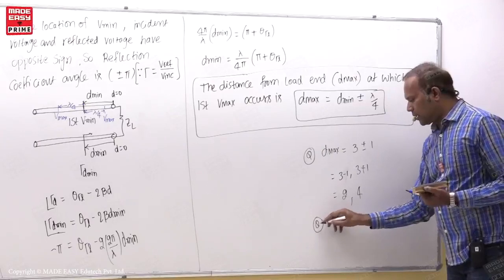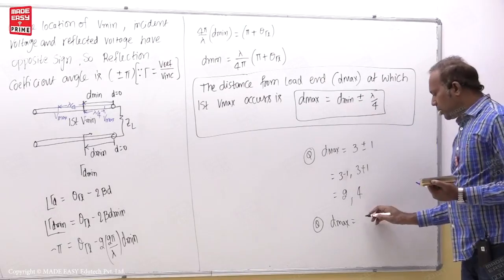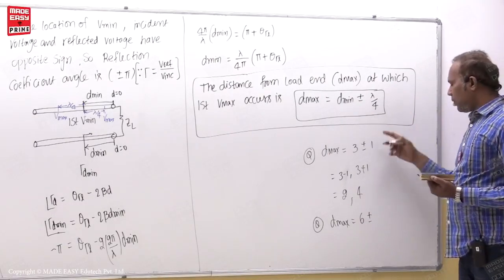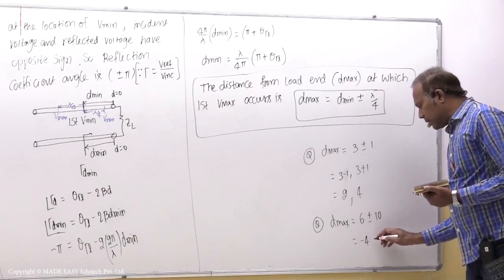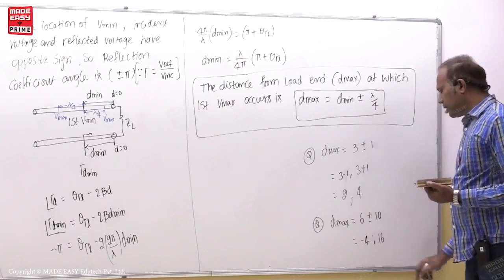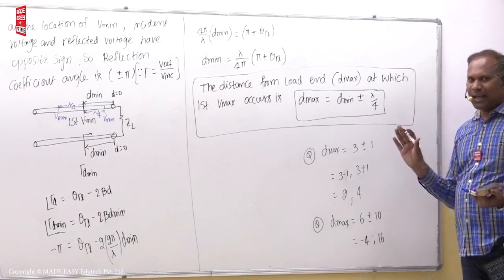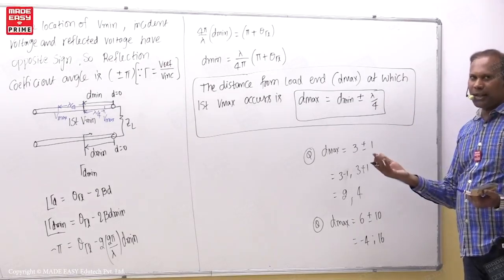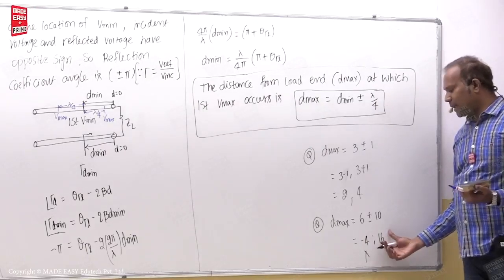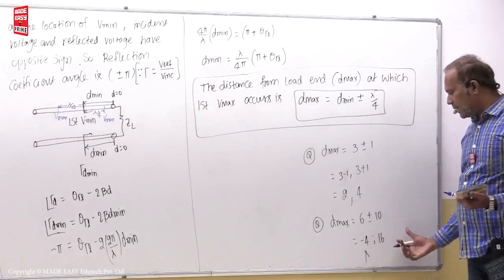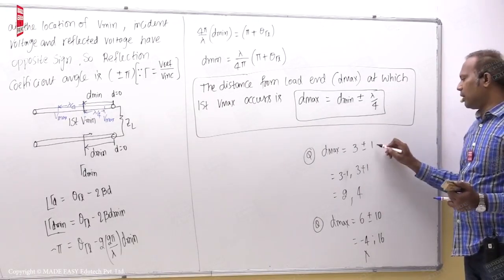For example, in the second question, I found that D minimum was 6 and lambda by 4 was calculated as 10. Then 6 minus 10 gives minus 4, and 6 plus 10 gives 16. But minus 4 means there is no transmission line there, because at the load D is equal to 0 distance, and there is no negative distance, so that doesn't exist. So D maximum exists at 16 meters from load. These two examples I have taken, don't ask me, sir, how do you know it is 3, how do you know it is 1?